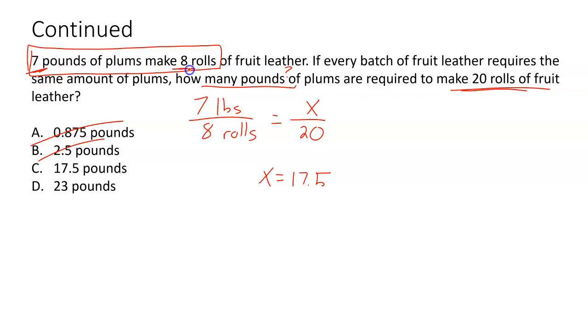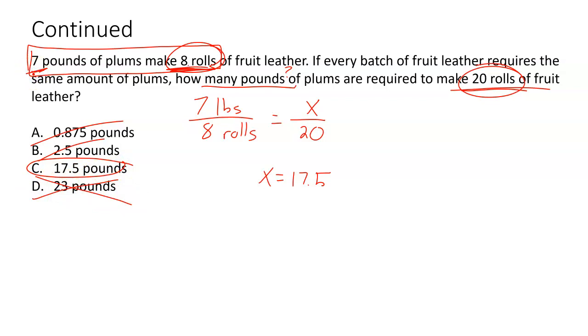Also, 7 and 8, those numbers are pretty close together, right? So it would make sense that however many plums I need would be close to the number of rolls. These two numbers are way too far. So we can eliminate those two right off the bat. Now, if I'm making 8 rolls, and then I'm going to make 20 rolls, do I have more pounds of plums or fewer pounds of plums to make the rolls? Fewer. So we need to pick the one that has fewer, not more.